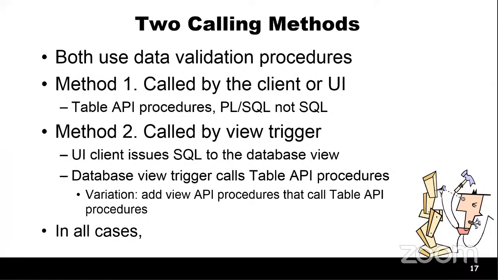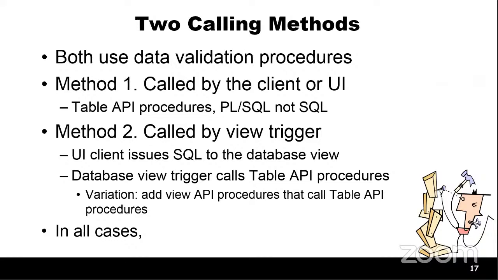All right, so there's two calling methods that I've used, and they both use these data validation procedures and the table API. So you're calling the ins, ups, up to, and del procedures within the table API. But in method one, you're calling those procedures directly in the client. So you're basically calling PL/SQL procedures. You're not doing SQL insert, update, delete statements from the client or the user interface.